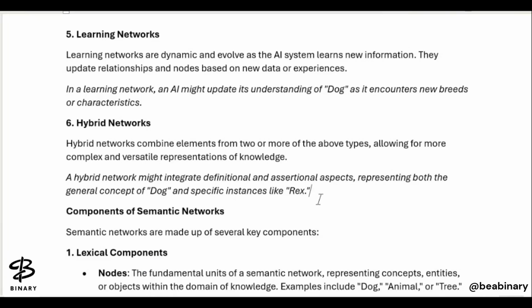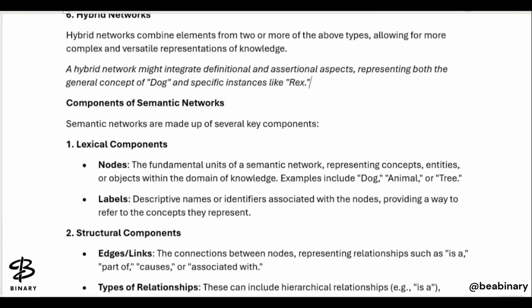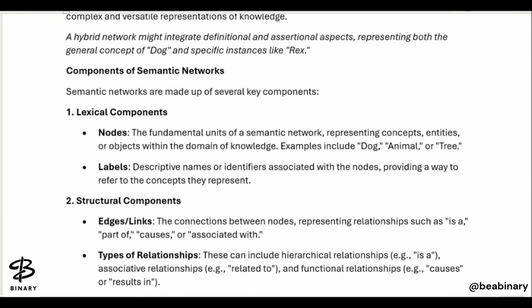So here we talked about the concept of a dog, and we talked about the different types of semantic networks that can show the relationship between the concepts. Now, what are the components in a semantic network? How will the graphical representation be done? Semantic networks are made up of several key components.